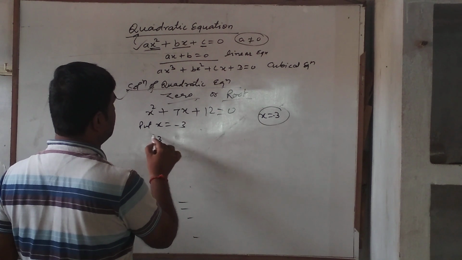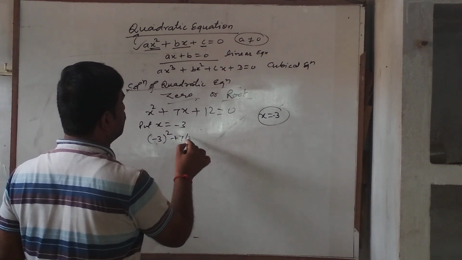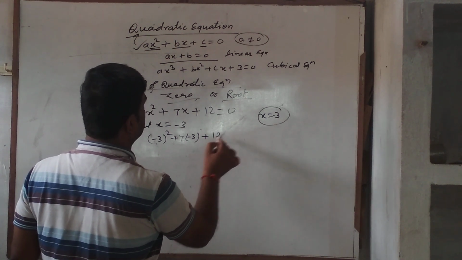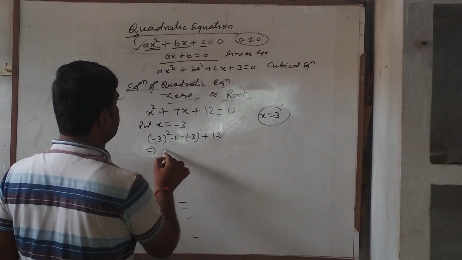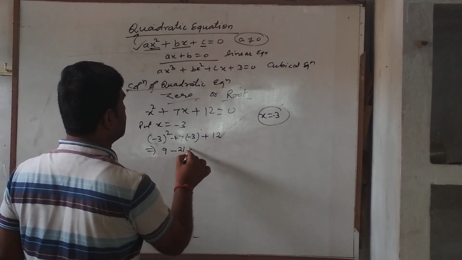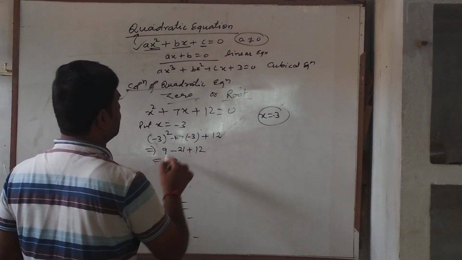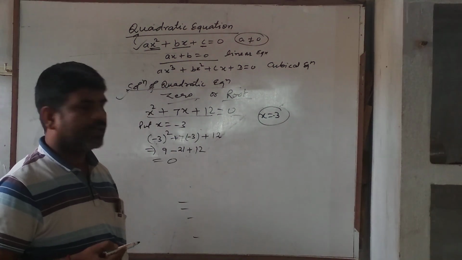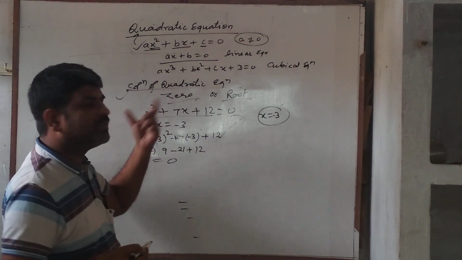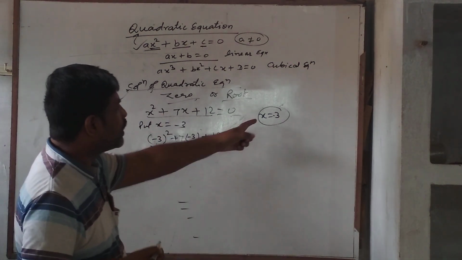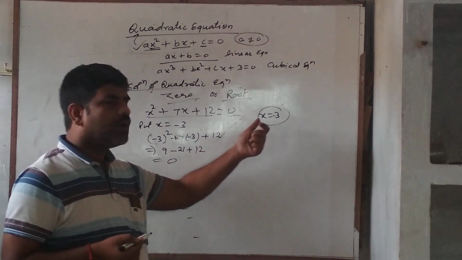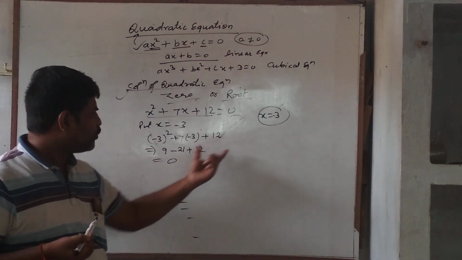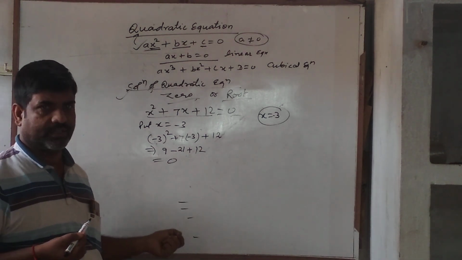You will get minus 3 whole square plus 7 into minus 3 plus 12. If you solve, you get 9 minus 21 plus 12. This value is 0. It means LHS is equal to the right hand side for x equal to minus 3. So x equal to minus 3 is a solution of this equation. But if you put x equal to plus 3 instead of minus 3, this value will not become 0, and it won't be a solution of the quadratic equation.